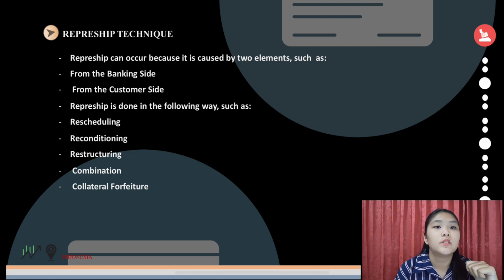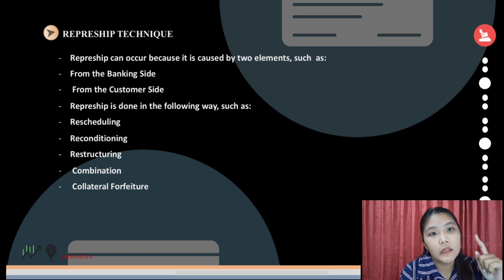And then number three, restructuring by increasing the number of credits and by adding equity, like by depositing additional cash from the owner. And number four, the combination of rescheduling, reconditioning, and restructuring. Collateral forfeiture is the last resort if the customer really has no good faith or is no longer able to pay all of their debts.